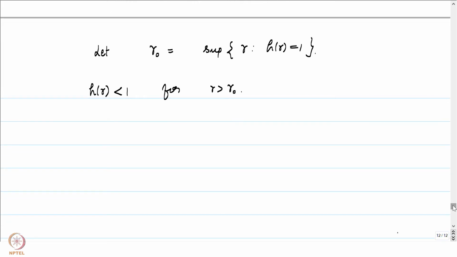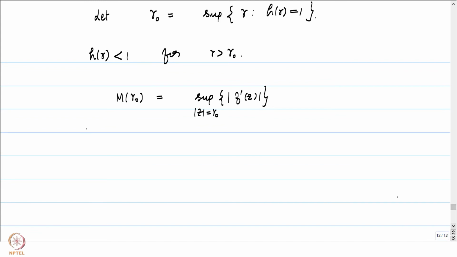Let's now focus on m of r naught. What was m of r naught? Recall that m of r naught is just the supremum of the absolute value of f prime of z, where we range over the circle of radius r naught. That circle is a compact set, and f prime, being a continuous function, attains its maximum at some point. Let's call it z naught. Let z naught be such that mod z naught is equal to r naught and the absolute value of f prime of z naught is equal to m of r naught, because we pick one such point.